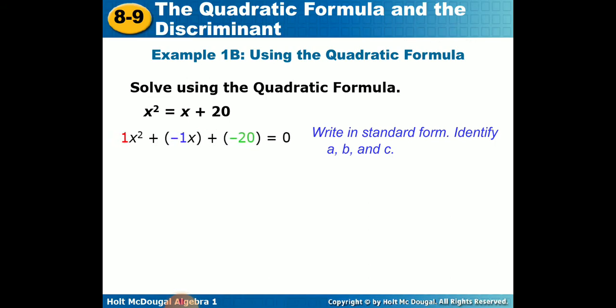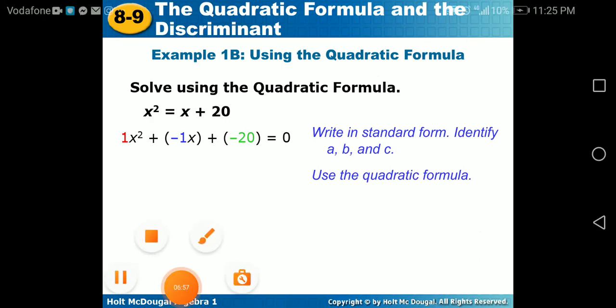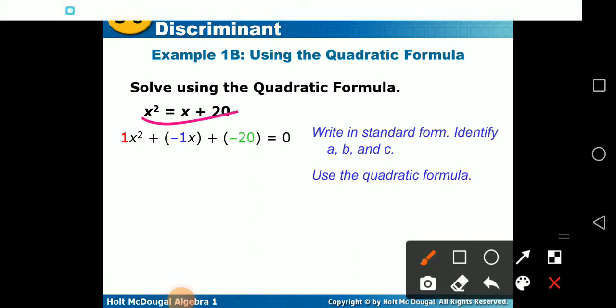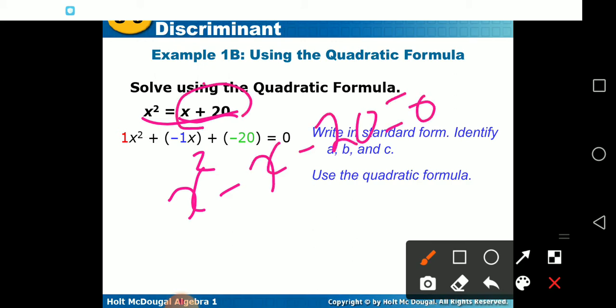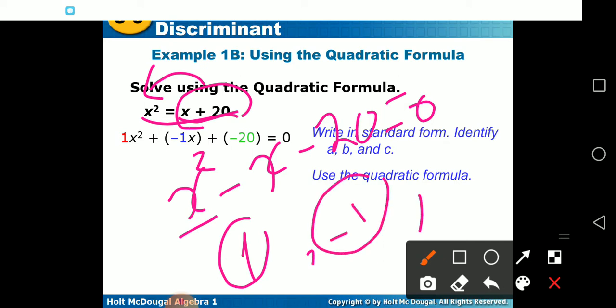What about this one? It's not in the right form, right? So I have to write it in the right form and then use the quadratic formula. Here I have x squared and x on the other side, but it's written like x squared minus x minus 20 equals 0. I changed the places to make it ax squared plus bx plus c equals 0. Then what should I do? Where is a? A is 1. Where is b? B is negative 1. Where is c? C is negative 20.